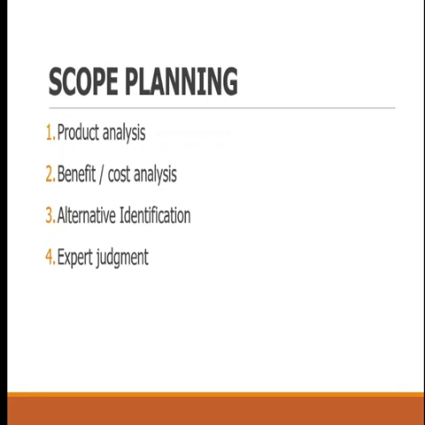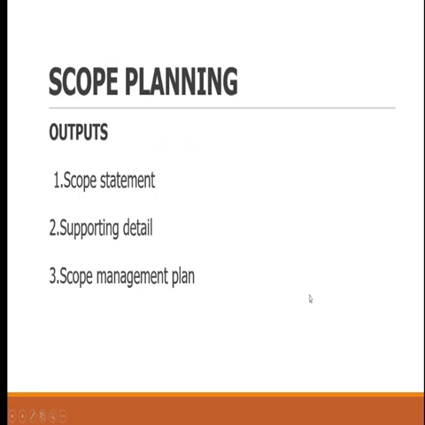So don't give out the job. Don't refuse it because you don't have the expert judgment in that area. You can always consult experts, okay? Number three is your output. Your output of scope plan. Anytime you plan for your scope, you get a scope statement. It's as simple as that.